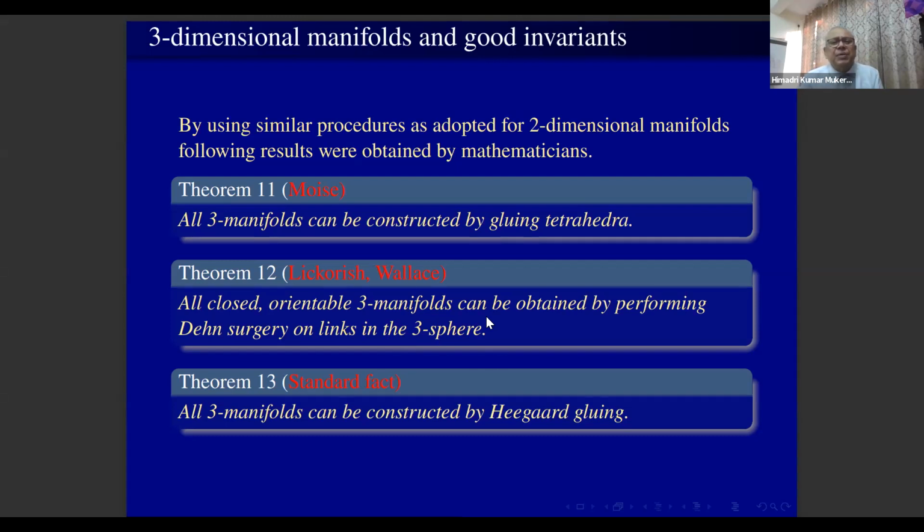I will also just give some pictures to demonstrate this. And all three-manifolds can be constructed by Heegaard gluing. So this was by Moise, who constructed three-manifolds by gluing tetrahedra. Lickorish and Wallace constructed closed orientable three-manifolds by performing Dehn surgery on links in the sphere. And this is, of course, a standard fact that all three-manifolds can be constructed by Heegaard gluing. Heegaard gluing means you take two handlebodies and join them along their common boundaries.